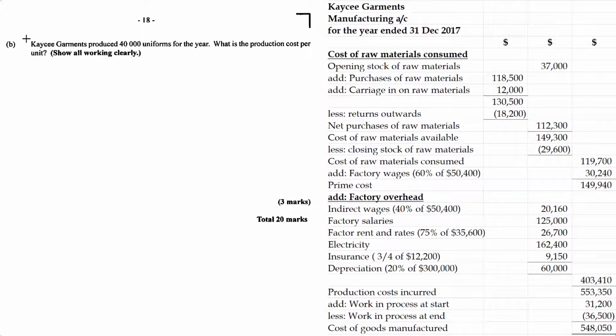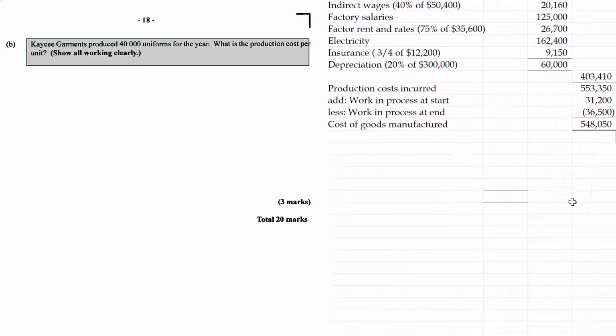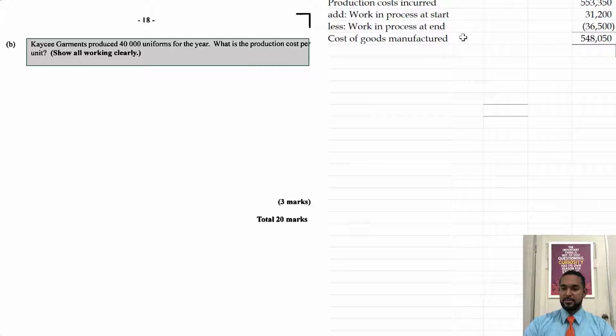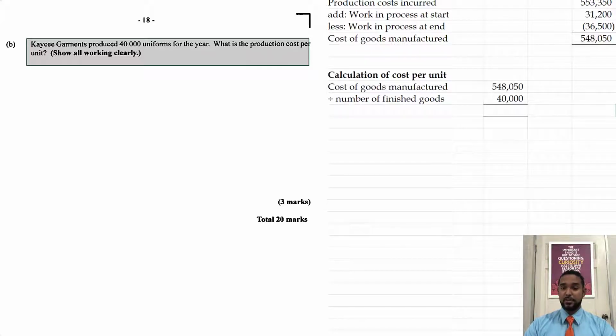So it says here, KC Garments produced 40,000 uniforms for the year. What is the production cost per unit? That's a math question. If you made 40,000 uniforms for the year and your total cost of production, right, cost of goods manufactured is 54,850, right? The calculation of cost per unit is simply the total cost divided by total number of goods finished, and you're good to go, right? $14, it's like 13.9 something, but I left it as 14, all right?